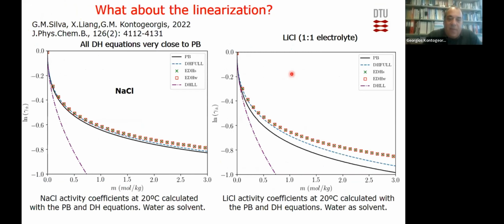So this is a task that I was very happy that Gabriel Silva, one of our new PhD students in the project, took up this very serious challenge, and he compared the full Debye-Hückel with the numerical solution. Now the solid line is the numerical solution. The dashed line, the blue, is the full Debye-Hückel. This is the limiting law that is quite off, but the full Debye-Hückel is here. These points here are also the Debye-Hückel equation using constant diameters.